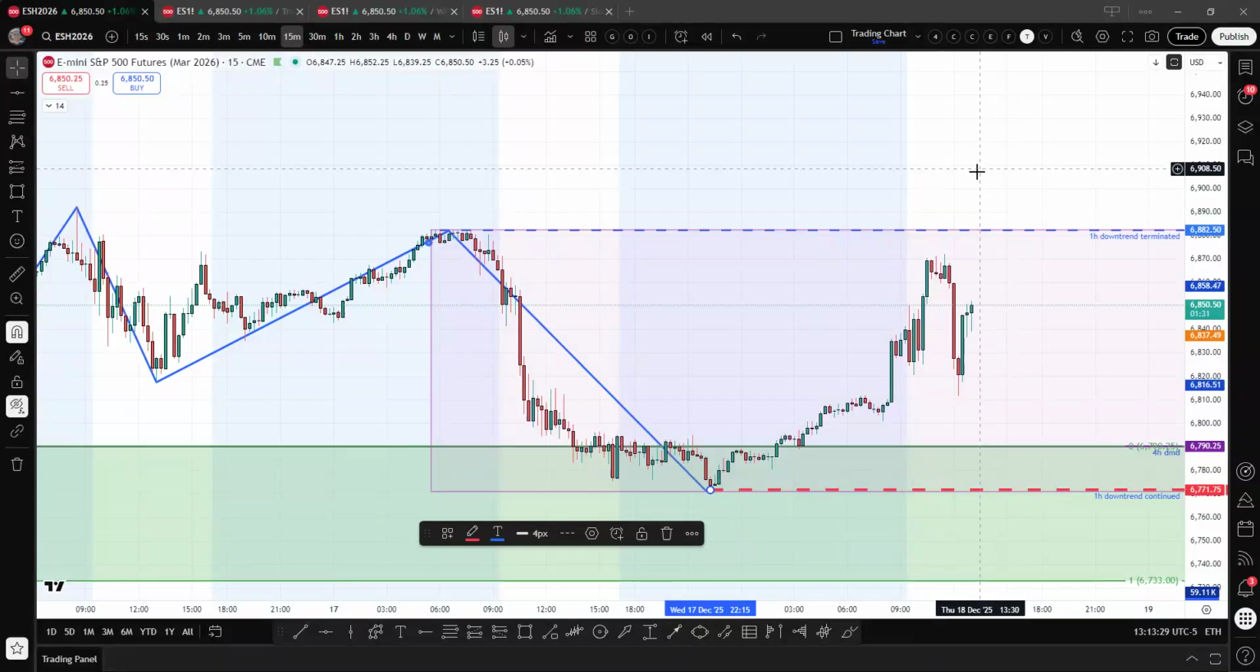uptrend. And remember, just because it breaks and terminates this 1 hour downtrend does not mean that we are now in a 1 hour uptrend. It just means that the 1 hour is canceled. It would, however, mean that we were in a 15-minute uptrend. So we can go down to the 15 or even the 5 or the 2-minute time frame and look for supply and demand zones to get in for a long position.